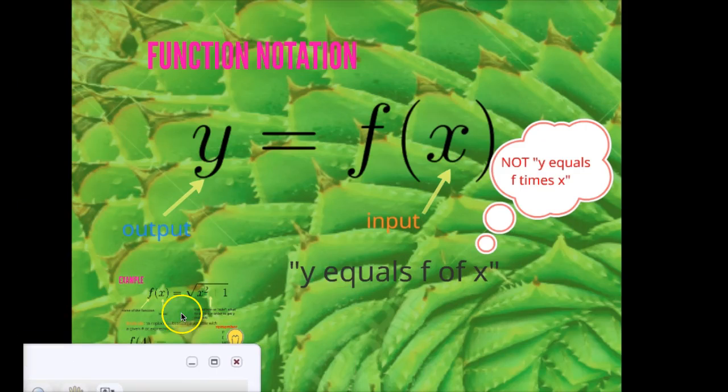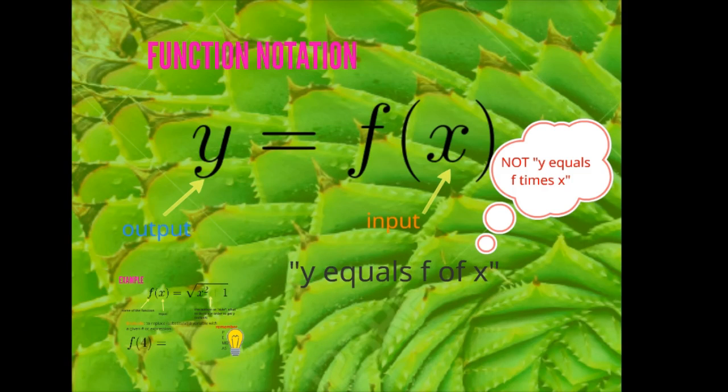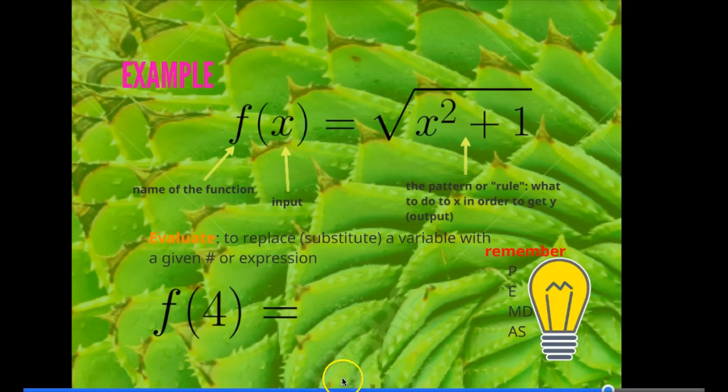Okay, so from here, just to look at a little bit more function notation. In this function, f of x is equal to the square root of x squared plus 1. F is the name of my function, x is my input, and then this whole piece over here is my output. So it's the pattern or the rule with what to do to x in order to get y. So you're squaring x and you're adding 1, or you're squaring your input and adding 1, and then you're taking the square root of that, and that is your output.